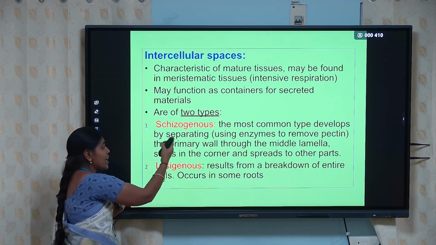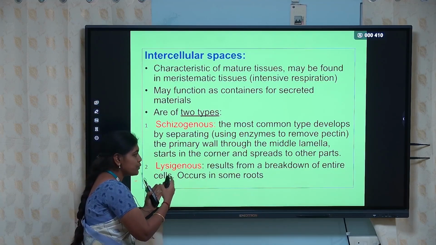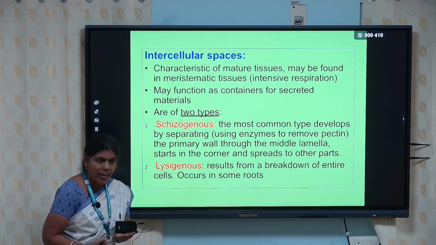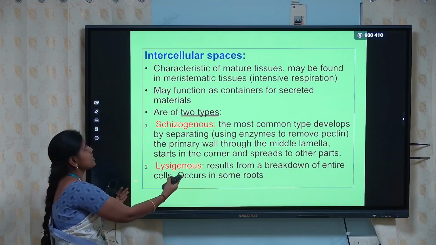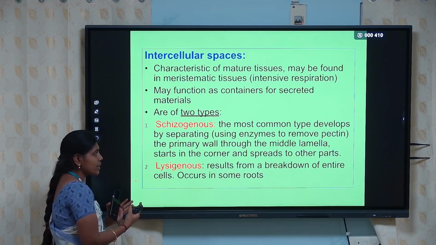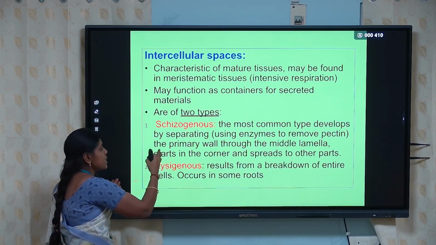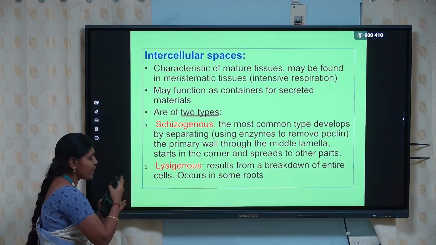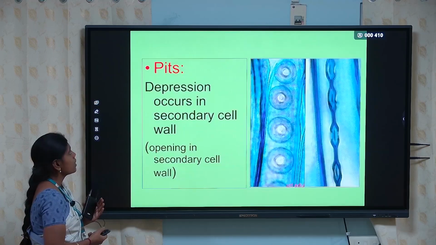That is schizogenous. And what is lysigenous? Lysigenous spaces result from the breakdown of entire cells and form the space. These are the two different types of intercellular spaces: schizogenous, based on the removal of pectins, and lysigenous, resulting from the breakdown of entire cells. Do you understand clearly? Yes.